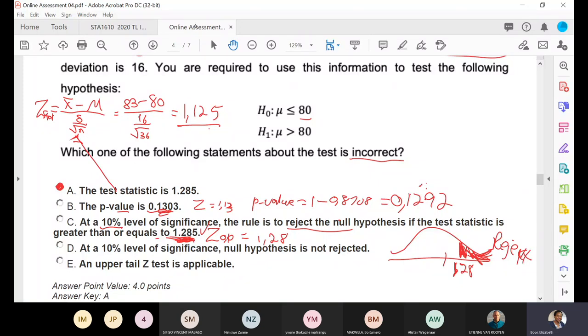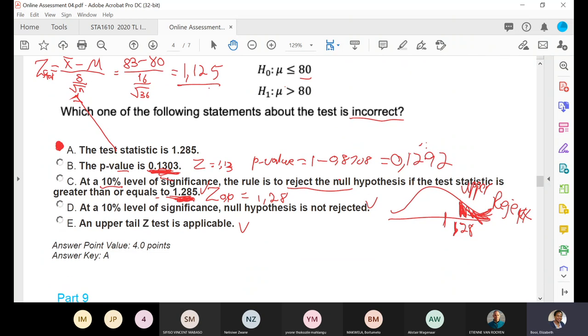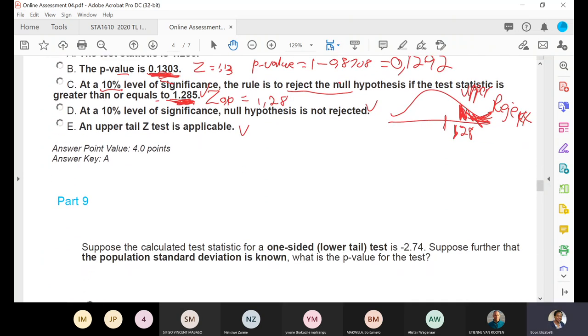At 10% level of significance, the null hypothesis is not rejected. If we base the answer on our correct test statistic, it will fall in the do not reject area, therefore it is also correct. And this is an upper tail area Z test, which is also correct. The only answer that is not correct is option A. I'm still worried about the small errors that are creeping up on most of the questions.